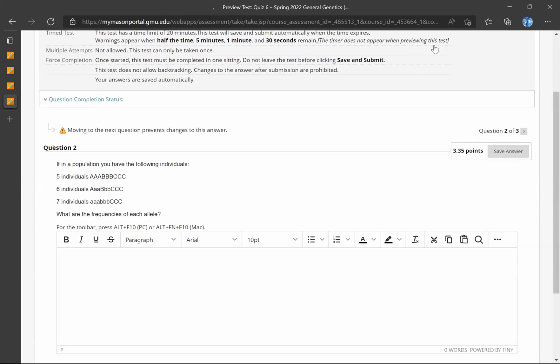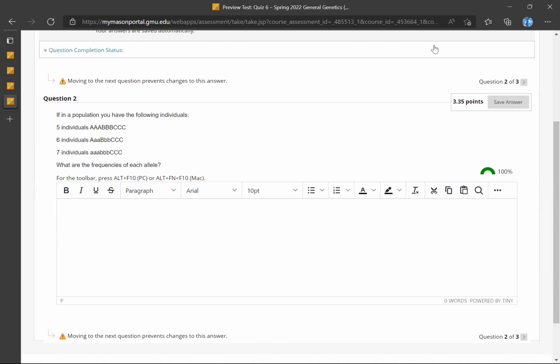Okay, question 2. Oh, here it is, okay. All right, so question 2. What are the frequencies, not of the genotypes, but of each allele? Does anyone want to speak out and try their best? So before we answer this question, what is an example of an allele in or among these genotypes?